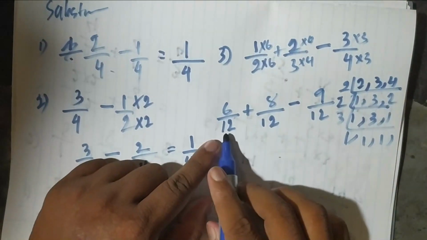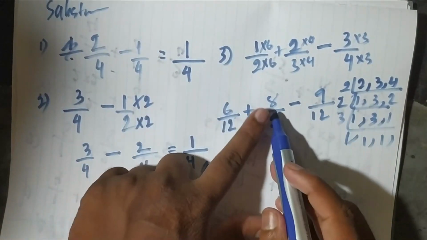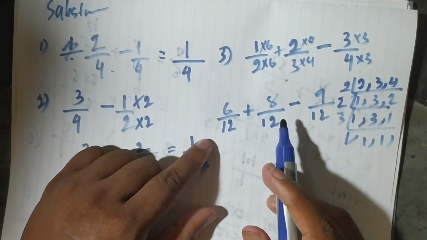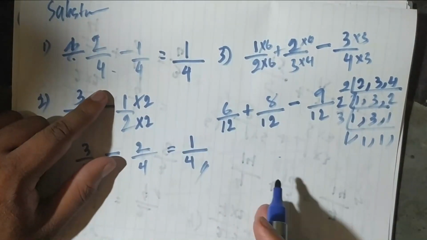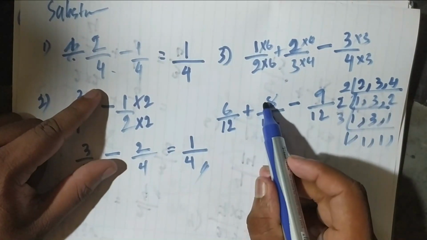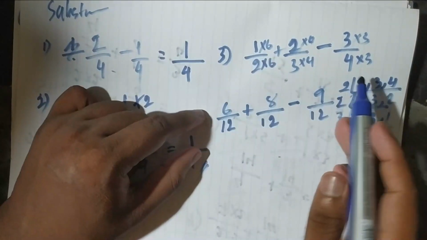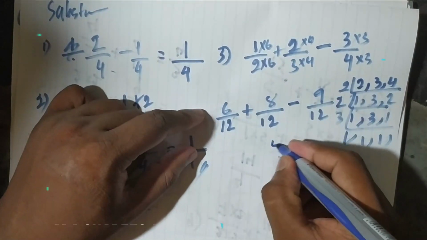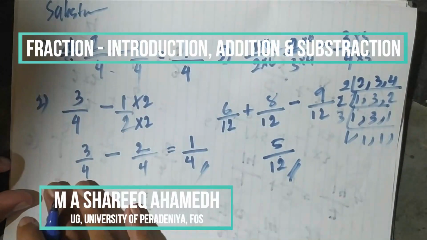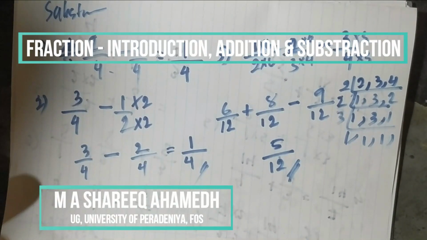Here see, these all the denominators are same, but these two are addition and this one is subtraction. So first of all add, because in BODMAS, after addition only there is subtraction. So I am going to add this. 6 plus 8 is 14. From that 14 you should subtract how much? 9. 14 minus 9 is how much? 5. The denominator is 12. So this is what we call addition and subtraction in fraction.